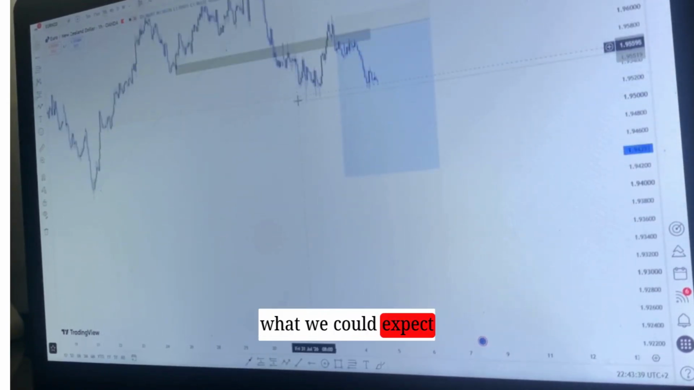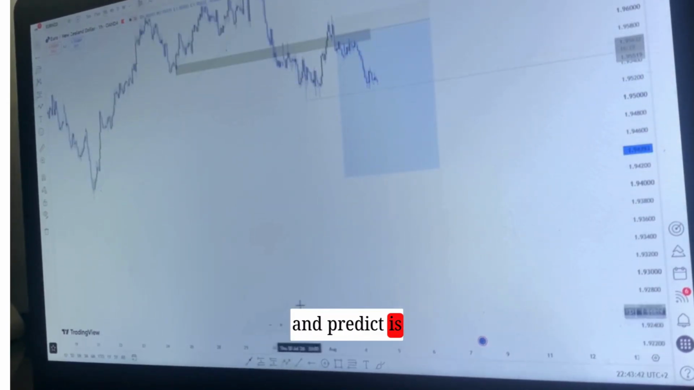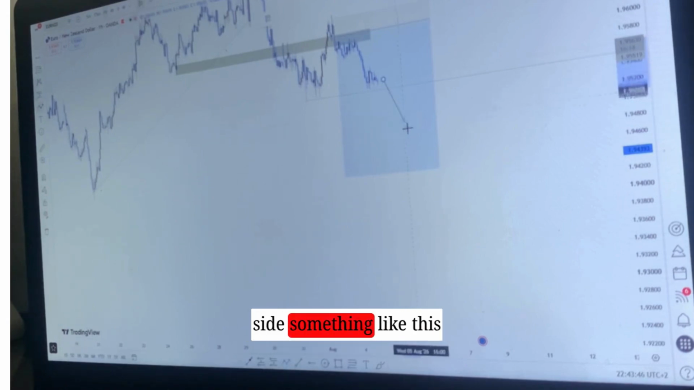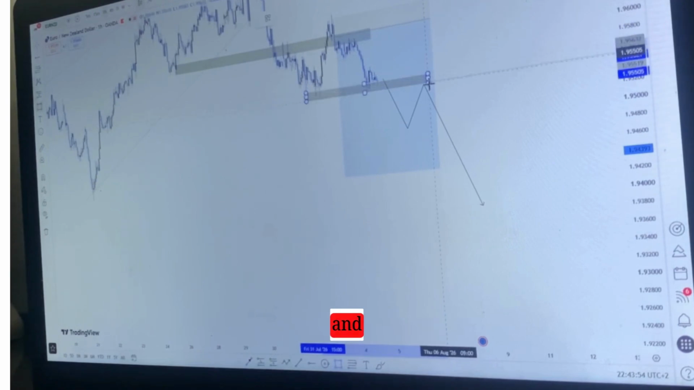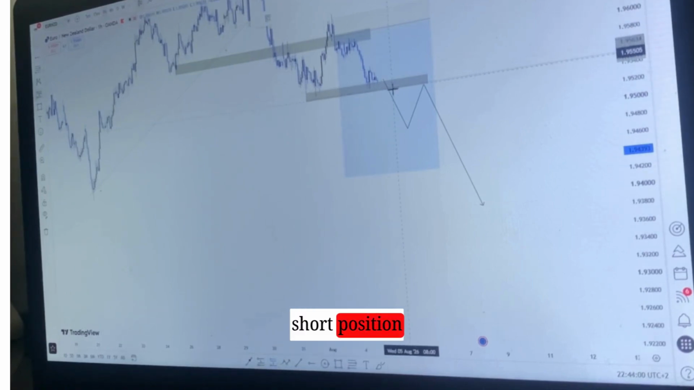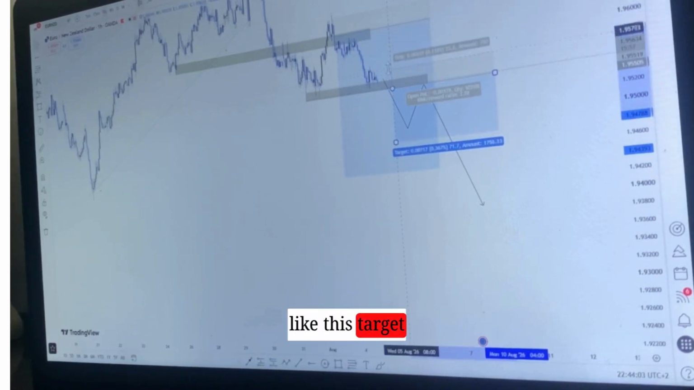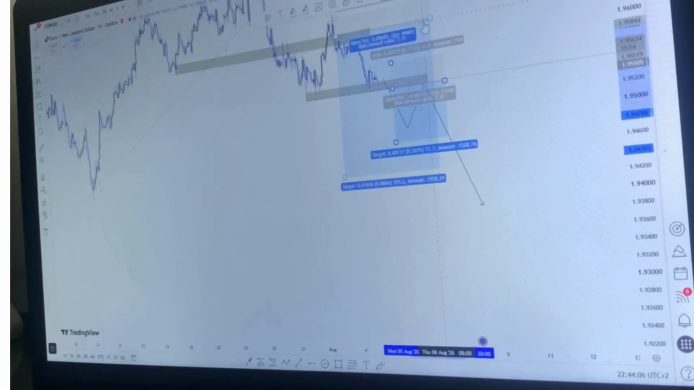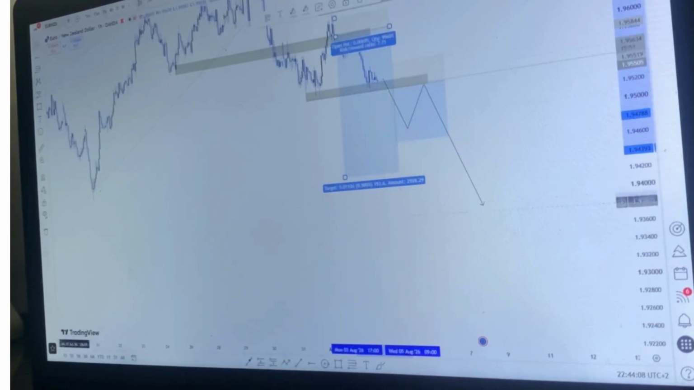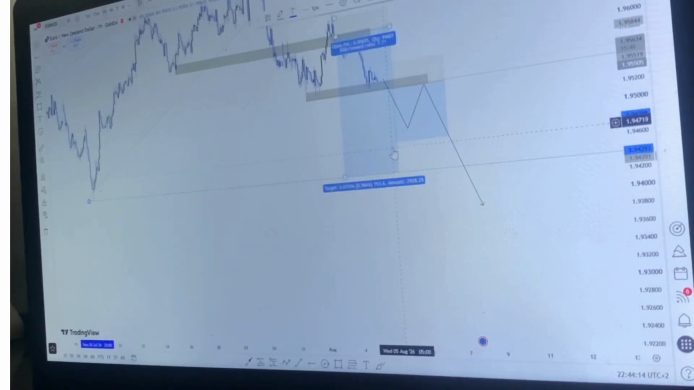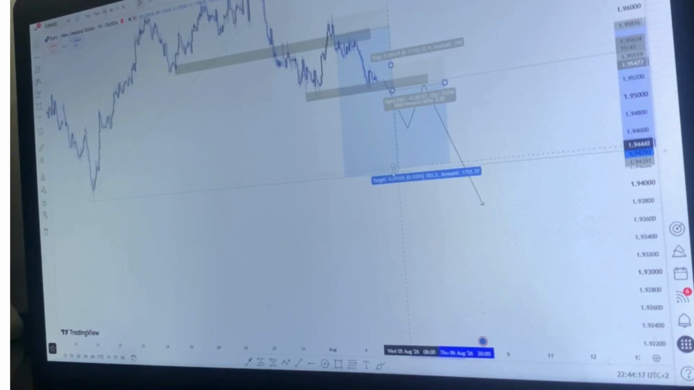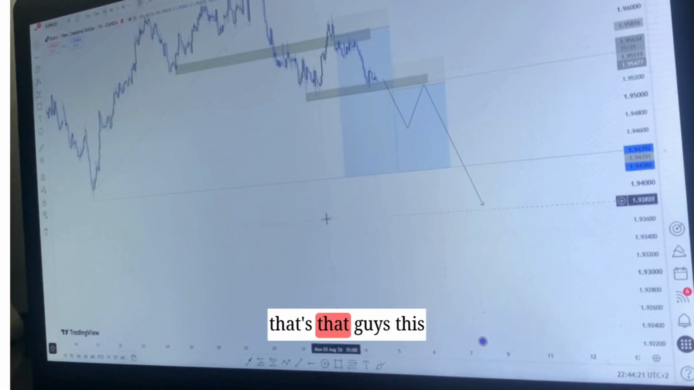So what we could expect and predict is another break and retest, something like this. Mark over here like this, and another short position, something like this. And target over here, our TP, over there. So that's that, guys.